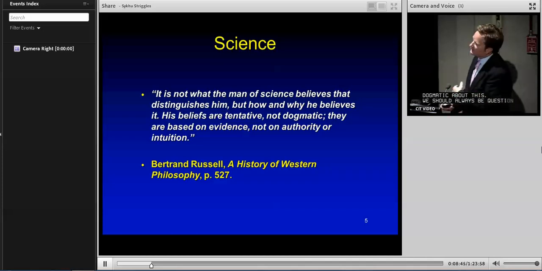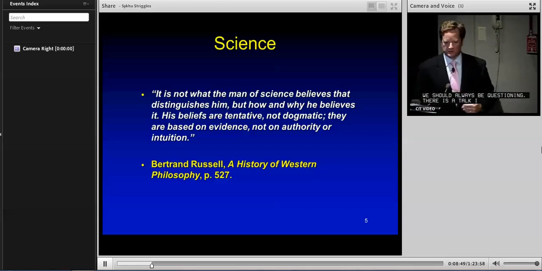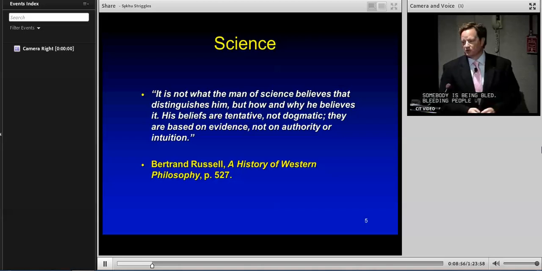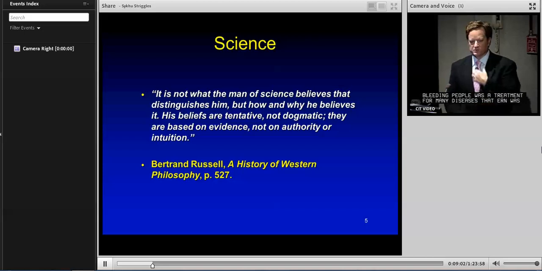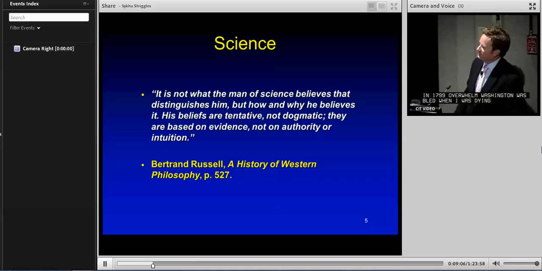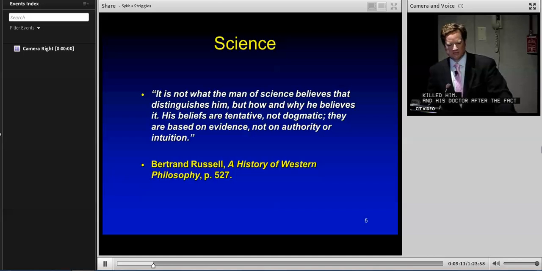There's this talk I give to medical students where I show a picture of a Grecian urn where somebody is being bled. Bleeding people was the treatment for many diseases. That urn was from about 2000 BC. In 1799, George Washington was actually bled when he was dying from what was maybe epiglottitis, some kind of throat infection that actually killed him. And his doctor, after the fact, said, well, maybe we actually hastened his death by bleeding him too much.